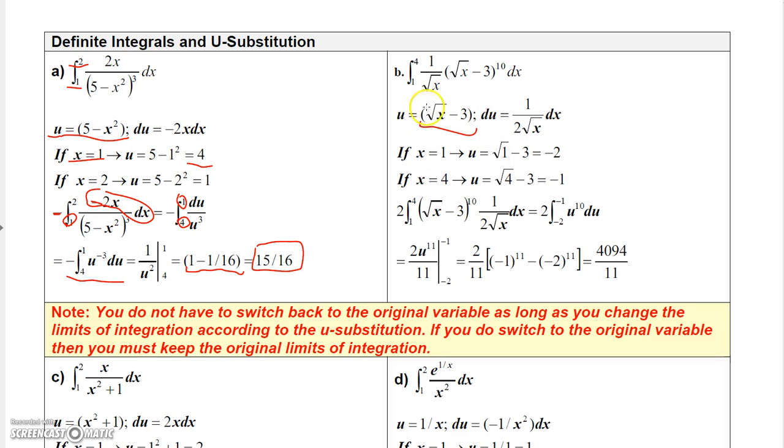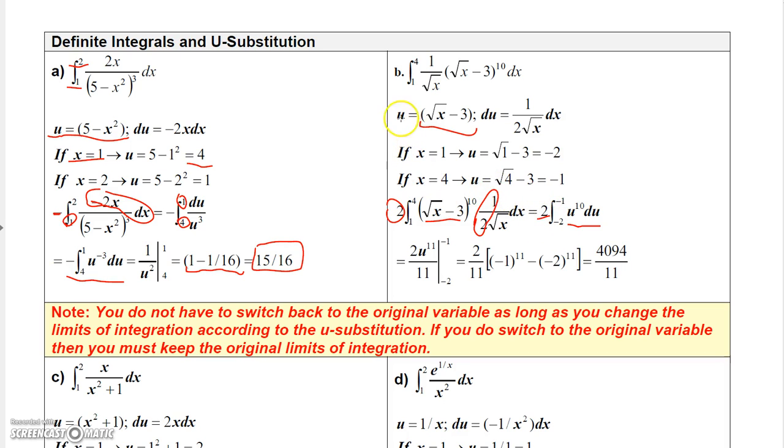Well, so what I needed, remember, is I needed to multiply the inside by a half. So I multiplied the inside here by 1/2 and the outside by 2, so that this could be written as u to the 10th du. So now that's u to the 10th du. But let's talk about the limits, and don't forget the 2.